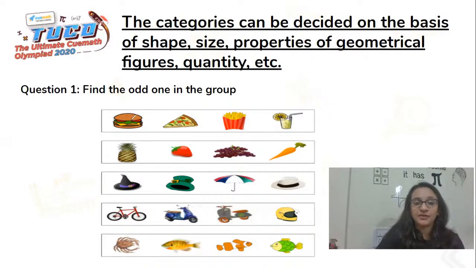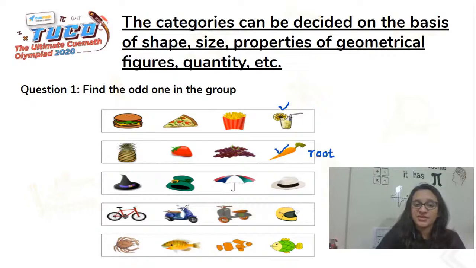It says we have a burger, pizza, French fries, and something to drink, maybe a lemonade. So clearly the first three are something to eat, whereas the fourth one is something to drink. So the odd one out here is the lemonade. Going to the next set of options, we have a pineapple, a strawberry, grapes, and a carrot. So again, the starting three are fruits, whereas the last one, which is a carrot, is a root. So the odd one out here becomes the carrot.